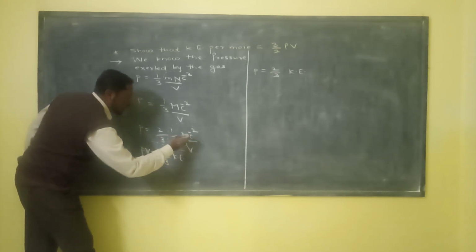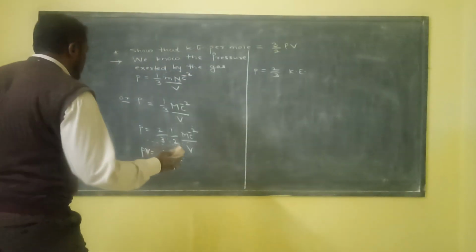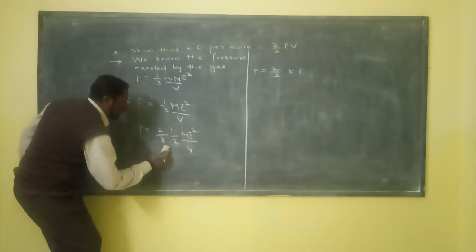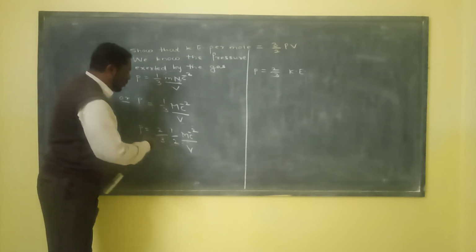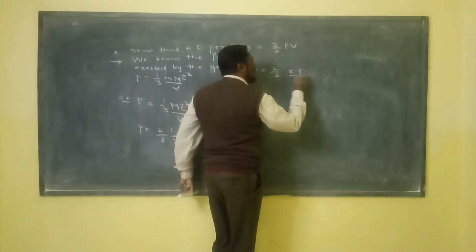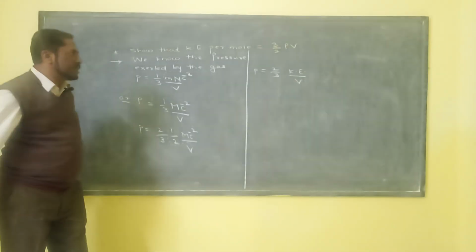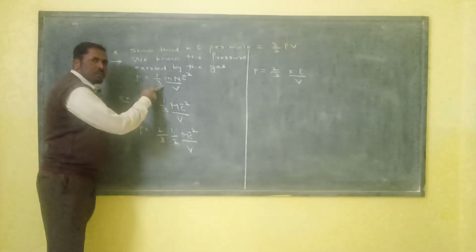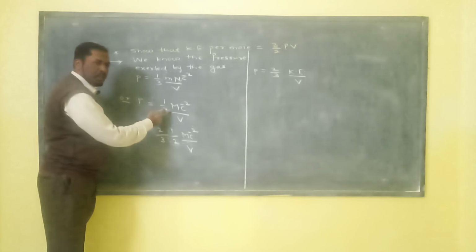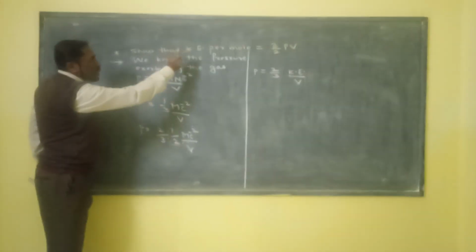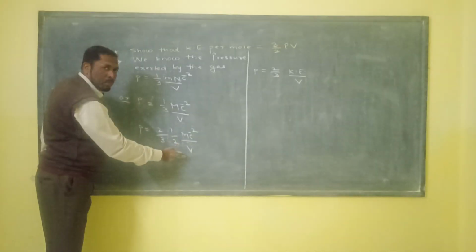What remains here? Kinetic energy, that is 1/2 m c square. So how can we write it in this way? P is equal to 2 by 3 kinetic energy per unit volume V. Keep it as it is. You are well familiar with the starting point, 1/3 mn bar c square by V. This mn can be written as capital M. Now in the question, kinetic energy, so 2 by 3, 1 by 2 m bar c square by V.